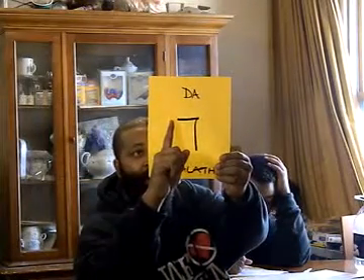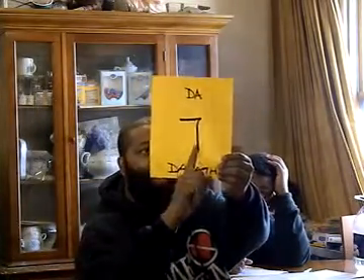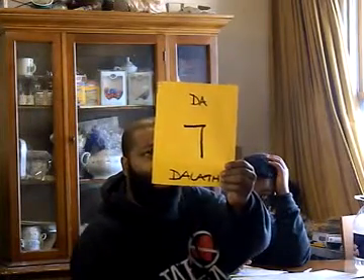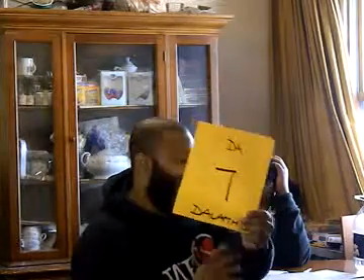You have the da that goes from right here, and then you have a straight line, but it's an overhang right here, and then you have a line that goes down. All right, that's the da.